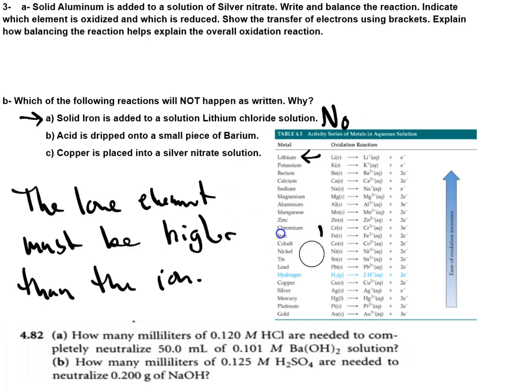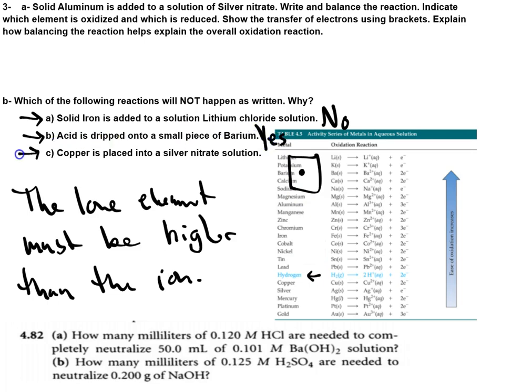Okay? If we wrote it reverse, it certainly happens. Acid is dripped onto a small piece of barium. So barium is my metal now. It's my lone element. But acid, do you remember which one of these it is? Good. Acid introduces hydrogen to the equation. Is my lone element higher than my ion? Yes, so the reaction happens.